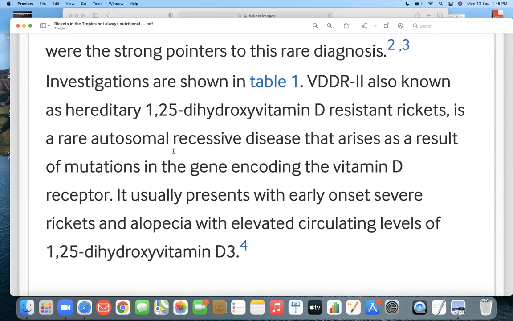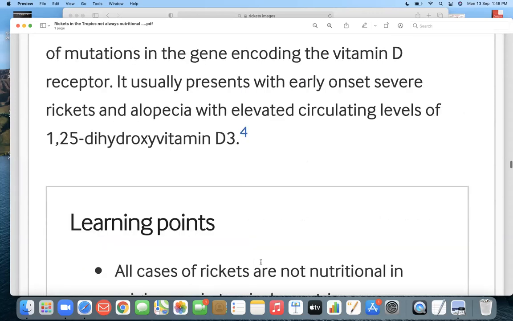It is a rare autosomal recessive disease that arises as a result of mutations in the gene encoding vitamin D receptor. Okay, this is due to the mutations of the gene encoding vitamin D receptors, and the other name is vitamin D resistant rickets. It usually presents with early onset severe rickets, alopecia with elevated circulating levels of 1,25 dihydroxy vitamin D3.